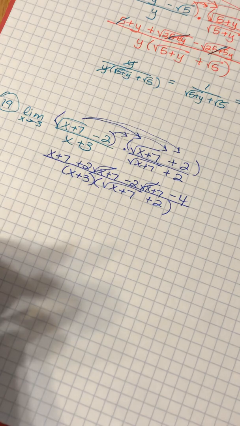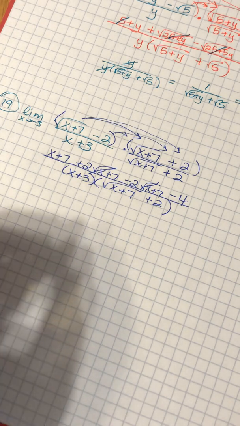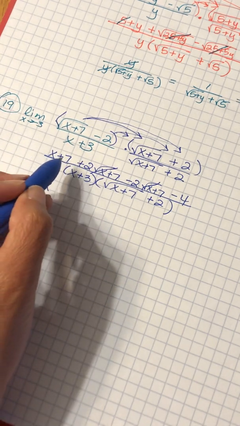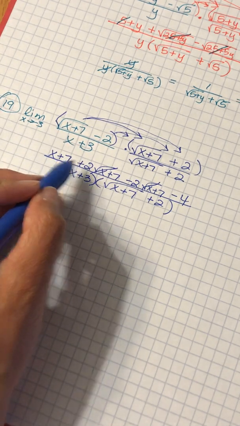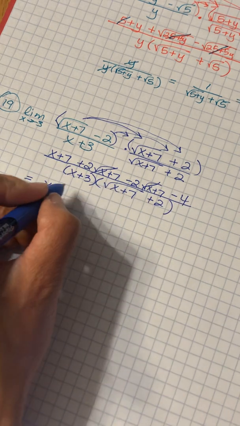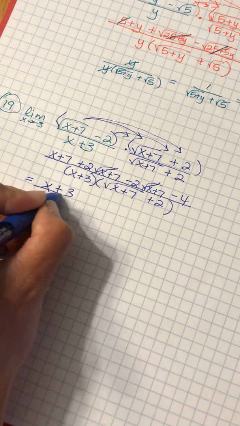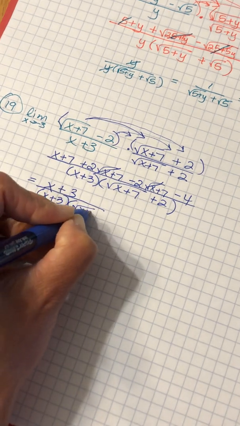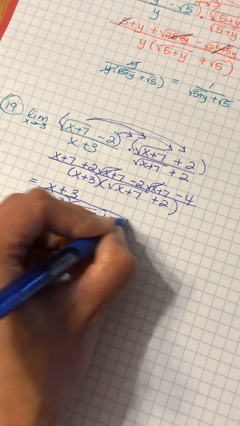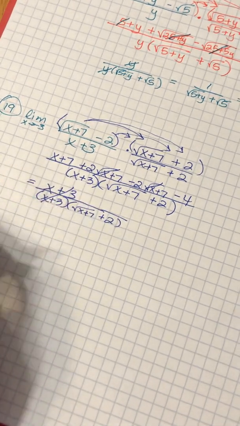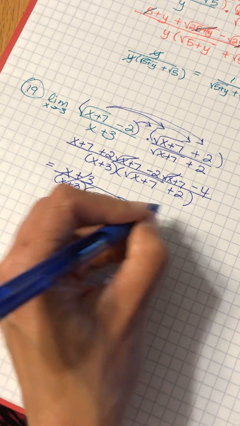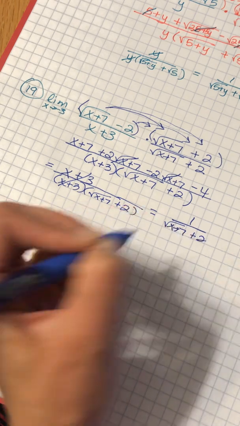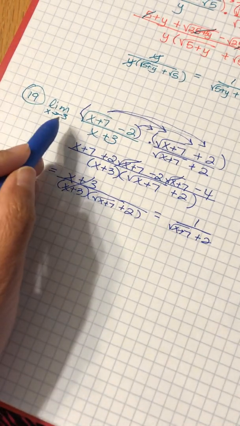I'm leaving it there. Okay, I do, however, need to fix up the numerator. I have an x, and then I have a 7 and a -4. 7 minus 4 is 3. Oh, hey, x plus 3. Love how these work out. It's satisfying. At least to me it is. All right, these cancel. So all I have left is a 1 over the square root of x plus 7 plus 2. All right, I'm finding the limit as x approaches -3.